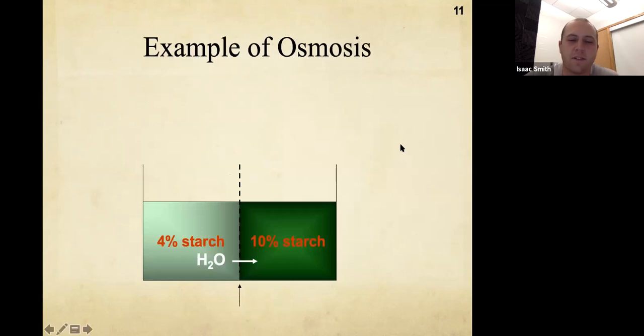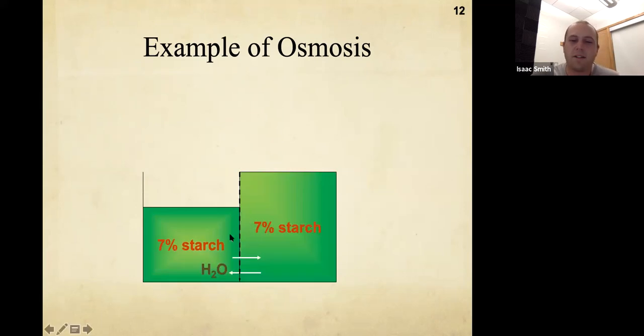So here's kind of a visual. If you have 4% starch versus 10%, right, you're trying to make the concentration more equal. In order to do that, water is going to move from the less concentrated to the more concentrated. Because if you add more water to the more concentrated, it's going to dilute this, and it's going to drive the concentration down a little bit. And as the water leaves the left side, it's going to concentrate it and drive the concentration of the left side up a little bit.